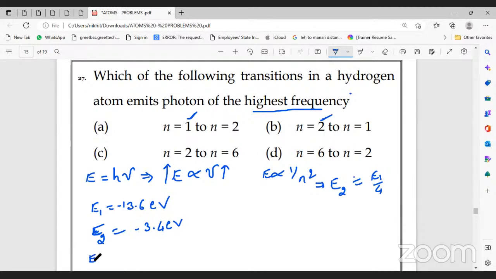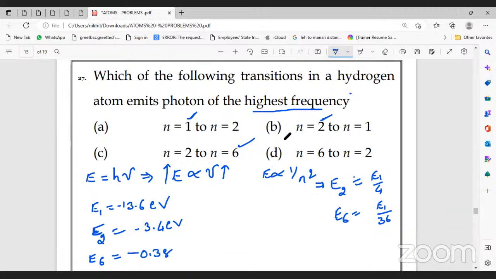So what is the energy in the sixth orbit? I will calculate because here they have given 6. So for E6, how to calculate E6? It is E1 divided by 6 squared, that is 36. So 13.6 divided by 36. You have to divide that. You will get around 0.38, close to 0.38. So it is minus 0.38.